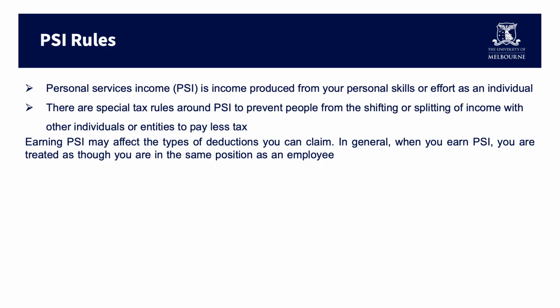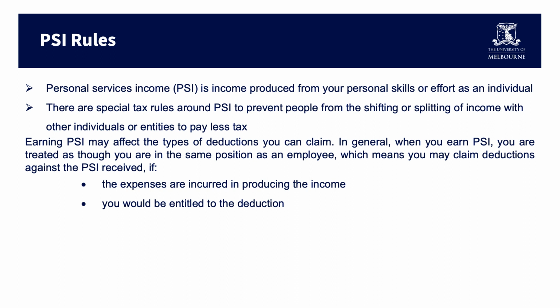PSI is income that's mainly a reward for an individual's personal effort or skills. There are special tax rules around PSI to prevent people from shifting or splitting income with other individuals or entities to pay less tax. Earning PSI may affect the types of deductions you can claim as well. In general, when you earn PSI, you are treated as though you are in the same position as an employee, which means you may claim deductions against the PSI received if the expenses are incurred in producing the income and you would be entitled to the deduction.